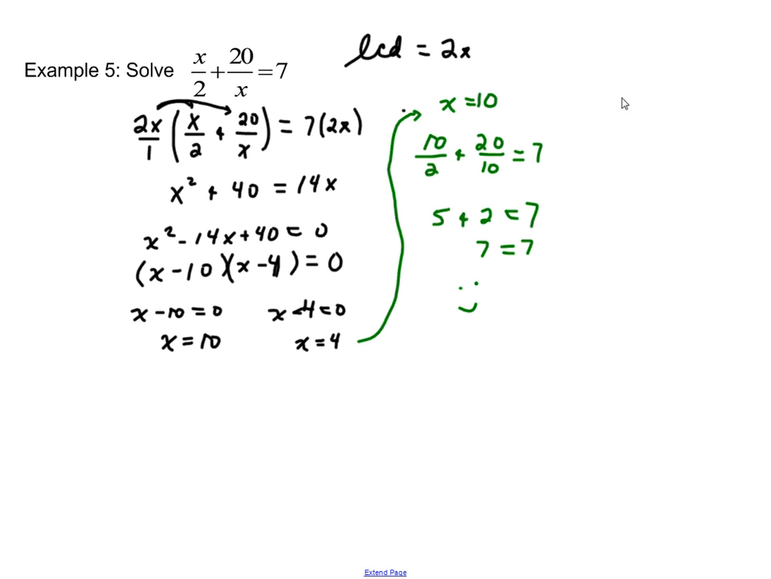And how about our other one, x equals 4? Does that one work? Well, let's give it a shot. We're going to take 4 over 2. We're going to add 20 over 4. And if all's correct here, we should get 7. Well, yeah, we get 2 plus 5 is equal to 7. And just like in the last case, it doesn't matter which order you put it in. 7 is equal to 7. Therefore, we have two solutions. x equals 10, x equals 4.